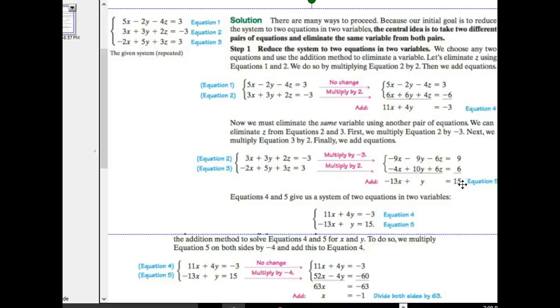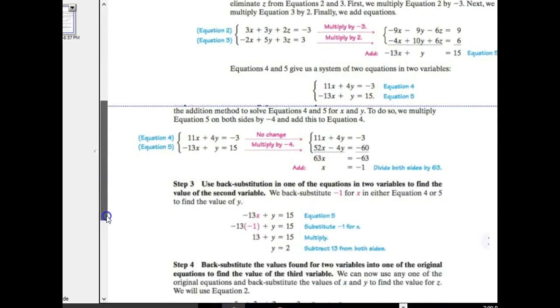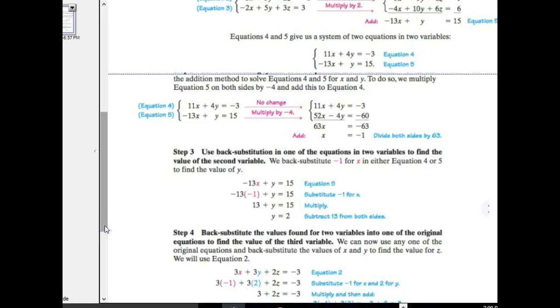When we add those together, we end up with negative 13x plus 1y, because you have a negative 9y here and a 10y there, for a total of 1y, and then 9 plus 6 here equals 15. Once you come up with these two equations, they're listed as equation 4 and equation 5. Now that we have two equations with only two variables in them, we're going to start over as though we did back in section 7.1 of this chapter. We're going to just do basic elimination again.